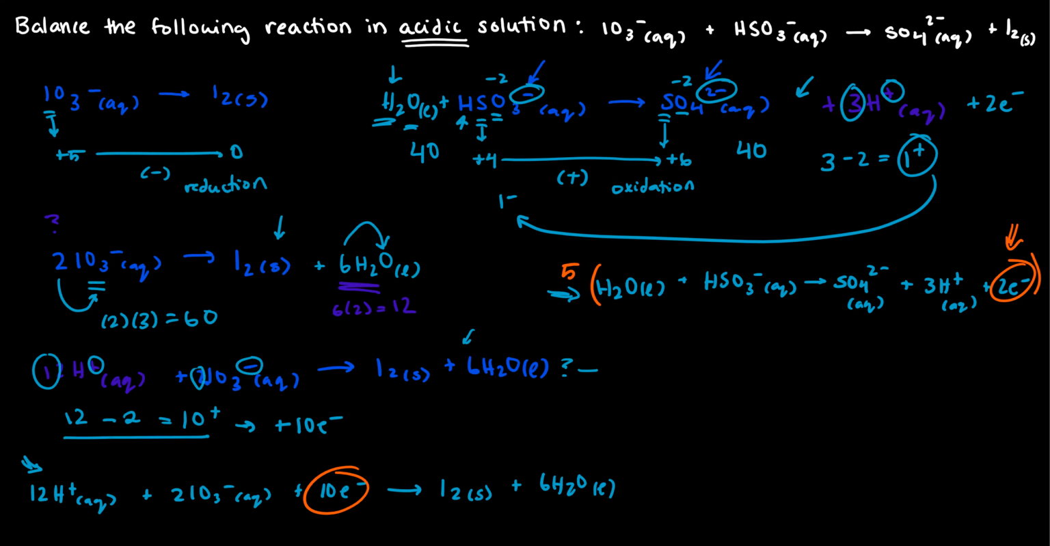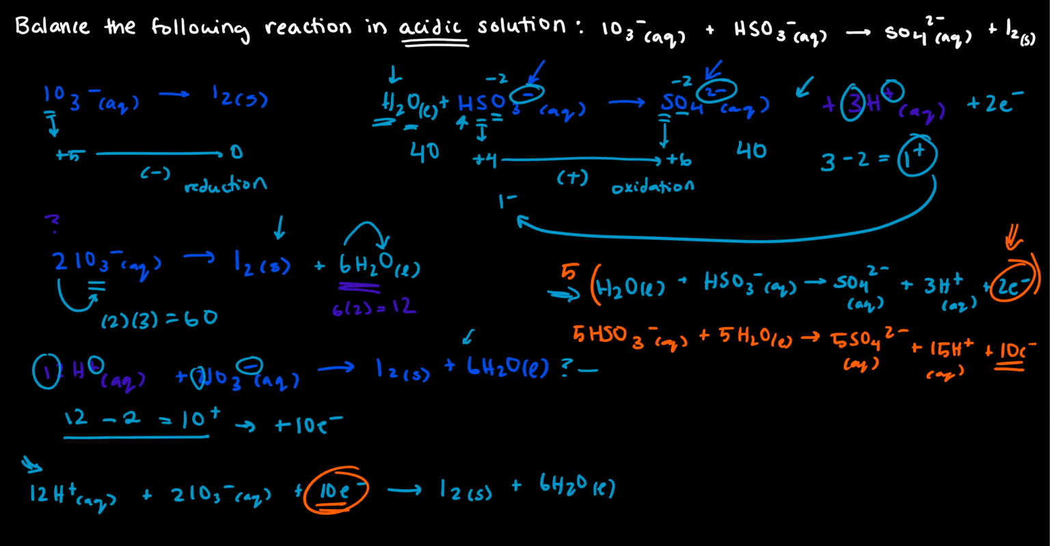And so this leaves us with 5HSO3- aqueous plus 5H2O liquid gives you 5SO4 2- aqueous plus 15H+ aqueous plus 10 electrons. So now we have 10 electrons in this reaction and we have 10 electrons in this reaction. So we're ready to put it all together.